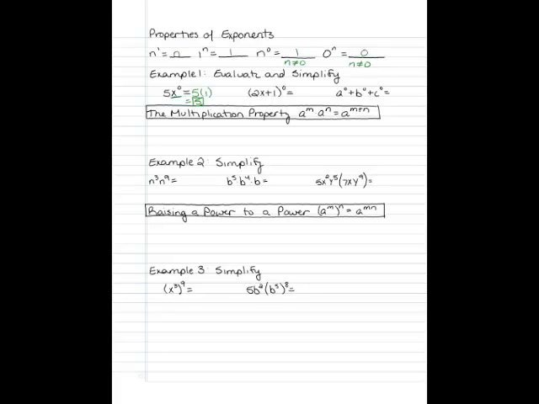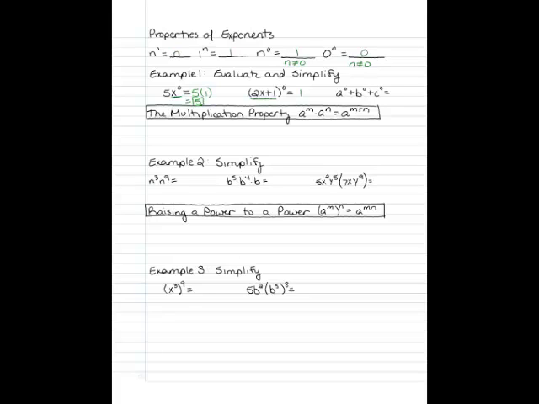Now the next part here, we have 2x plus 1, in parentheses, the whole thing raised to the 0 power. Now the rule is anything raised to the 0 power is going to give you 1. Anything. So even though we have an expression and not a number in here, the result is going to be the same.